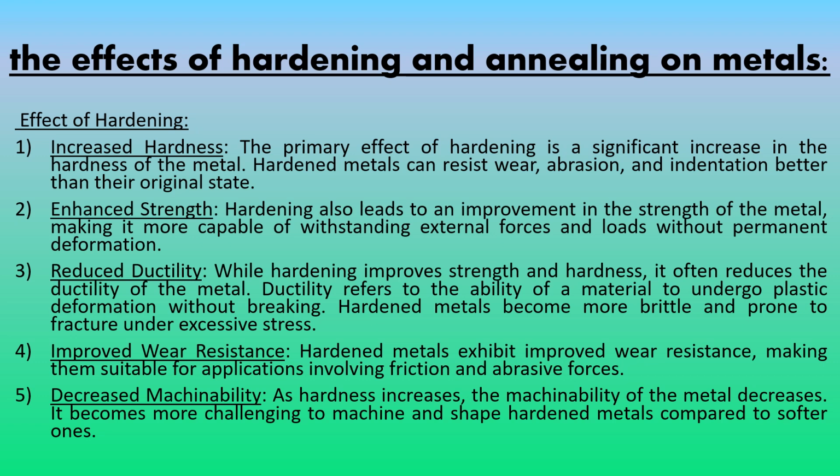Reduced ductility. While hardening improves strength and hardness, it often reduces the ductility of the metal. Ductility refers to the ability of a material to undergo plastic deformation without breaking. Hardened metals become more brittle and prone to fracture under excessive stress. Improved wear resistance. Hardened metals exhibit improved wear resistance, making them suitable for applications involving friction and abrasive forces. Decreased machinability. As hardness increases, the machinability of the metal decreases. It becomes more challenging to machine and shape hardened metals compared to softer ones.